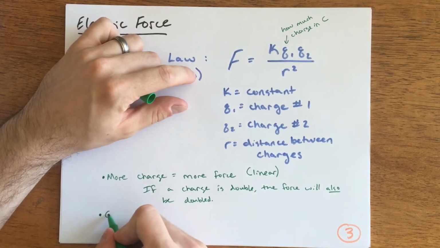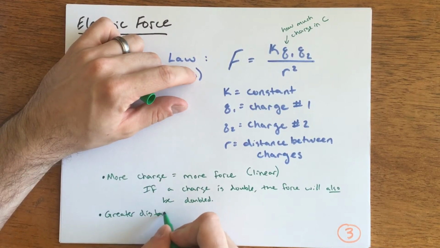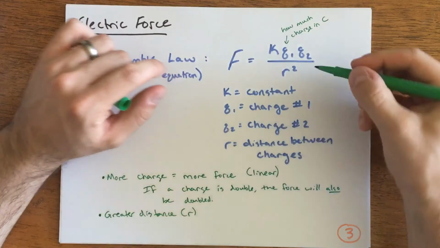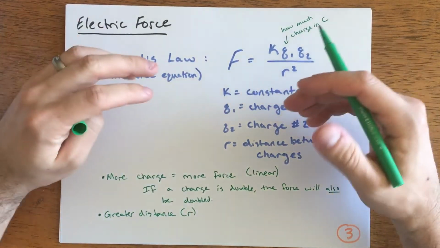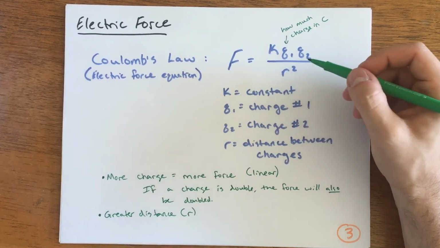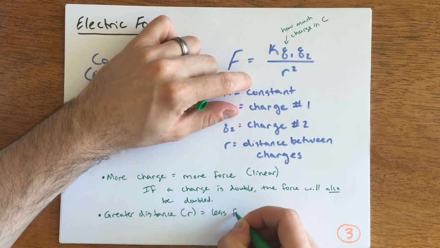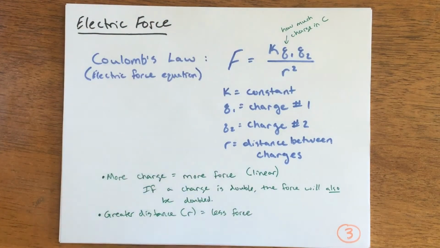Okay, greater distance, and that's what R represents. R is the distance between the charges. The bigger that is, the smaller the force. That's why it's the bottom of the fraction, and it's squared. So greater distance equals less force. Just like when there's more distance between masses, if there's more distance between charges, they affect each other less, and therefore the force is not as large.